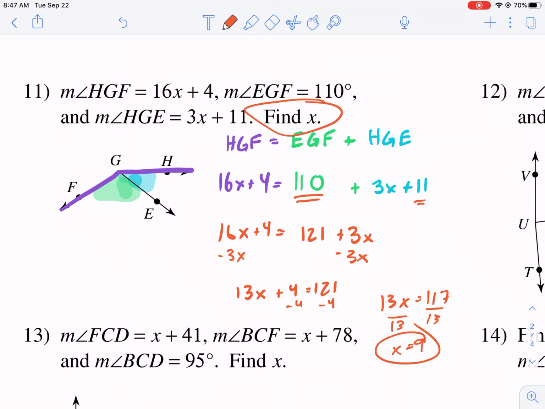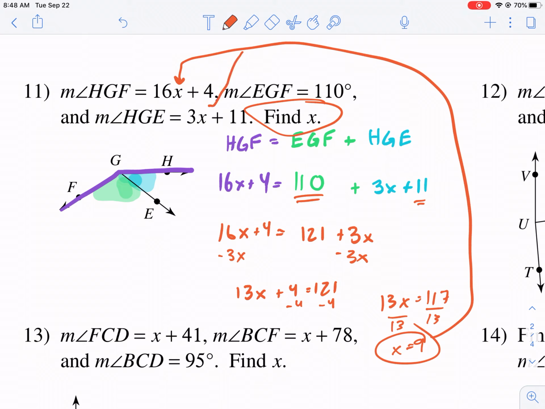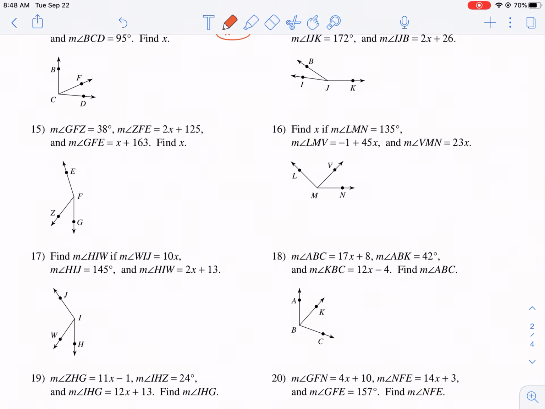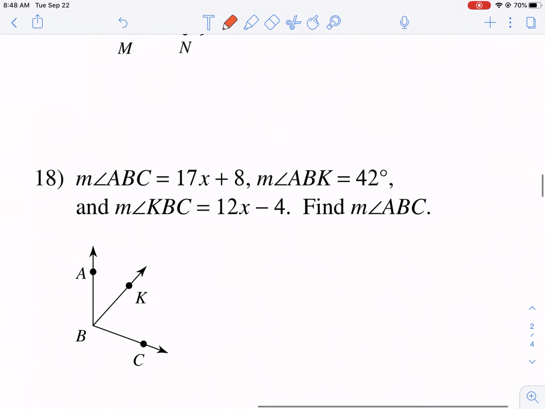Now, if we wanted to find the specific angle measures, if we wanted to find the complete angle measure, we could just plug this in for x here to find HGF, or into x here to find HGE. For example, for HGE, this is 3 times x, which is 9, plus 11. So that would be equal to 38 degrees. And then we could easily find EGF from there. Let's do one more maybe. Let's go to 18, I suppose.